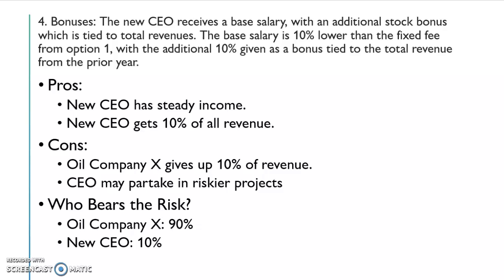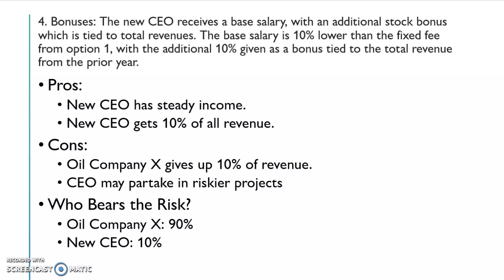In the cons, the oil company is giving up 10% of their revenue, and the CEO may partake in riskier projects to line their pockets. Having higher revenue means a higher bonus, so they may try to pick up projects that aren't necessarily good for the company, just in hopes to bring in more money to make that bonus higher.